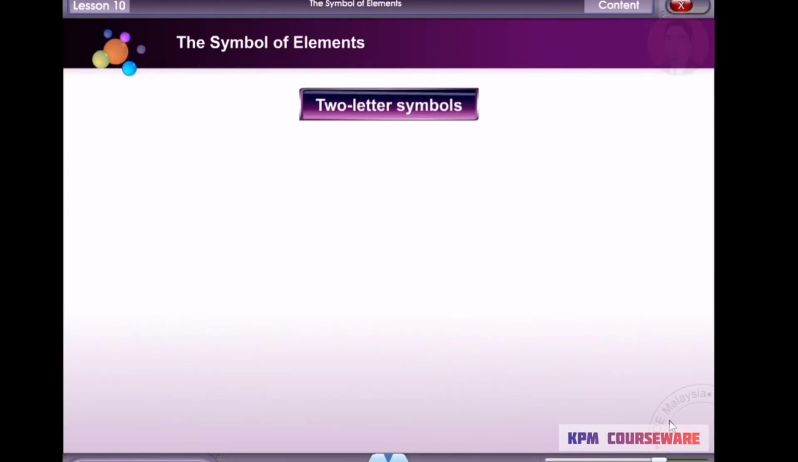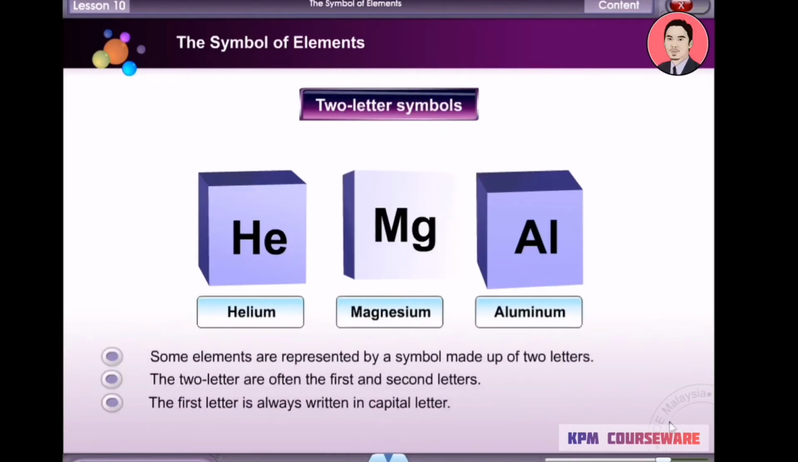Two-letter symbols. Now, let us look at other elements which are represented by two-letter symbols. The two-letter symbols are often the first and second letters. The first letter is always written in capital letter. The examples are helium, magnesium, and aluminium. Click on the blinking button to proceed.